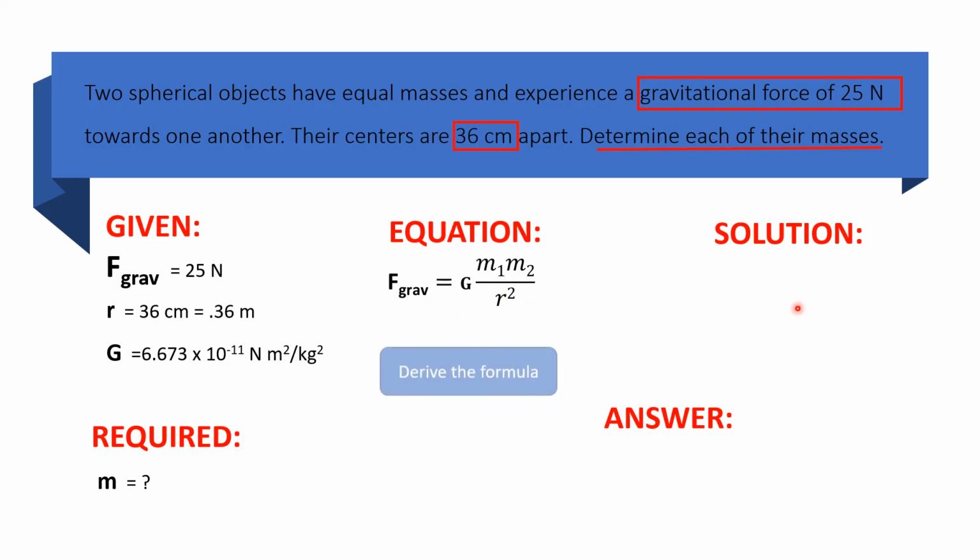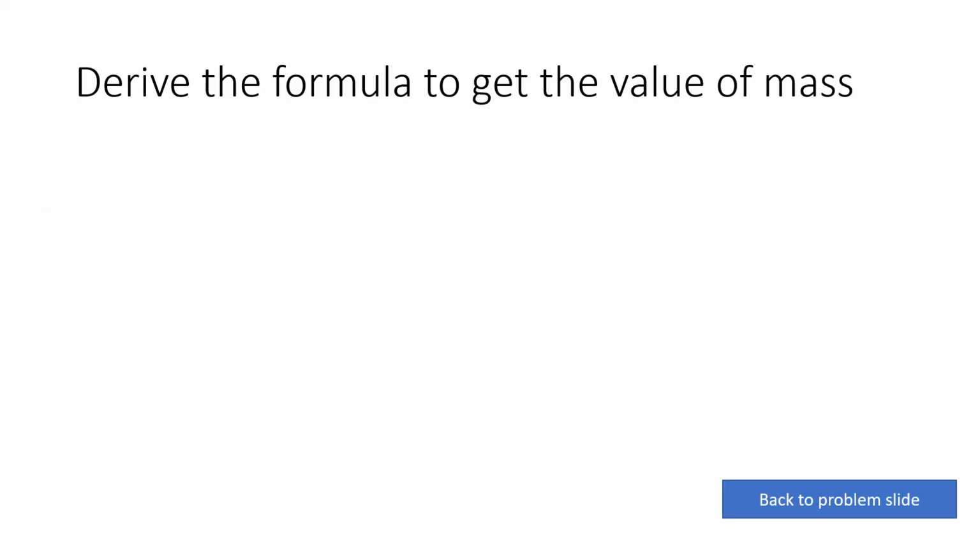So let's do conversion. Let us derive the formula to get the value of the mass. Let us write down the original formula. It was given in the problem that we need to find the value of one mass, because according to the problem, their masses are equal. So instead of writing two masses, I will change it into this one. How is it done? I just multiplied m sub 1 to m sub 2, and that is m squared.